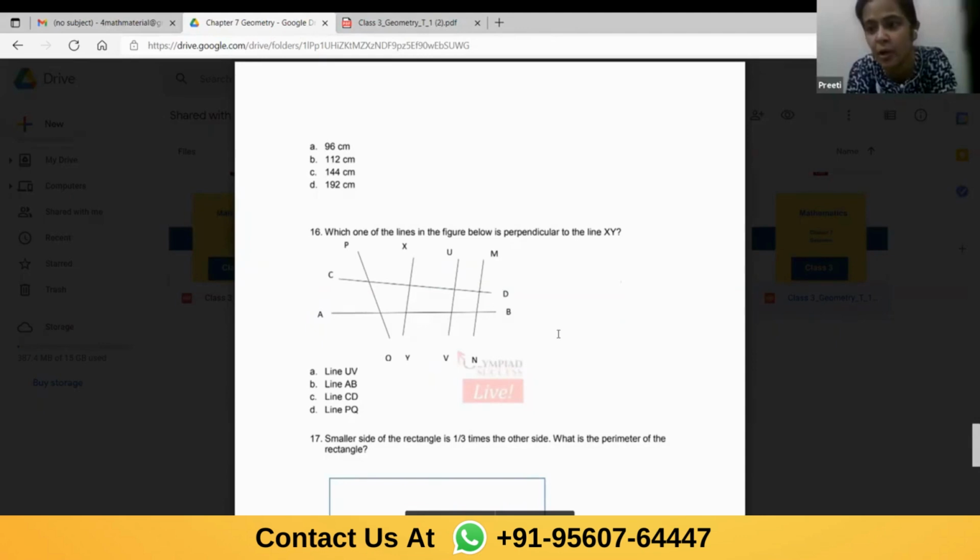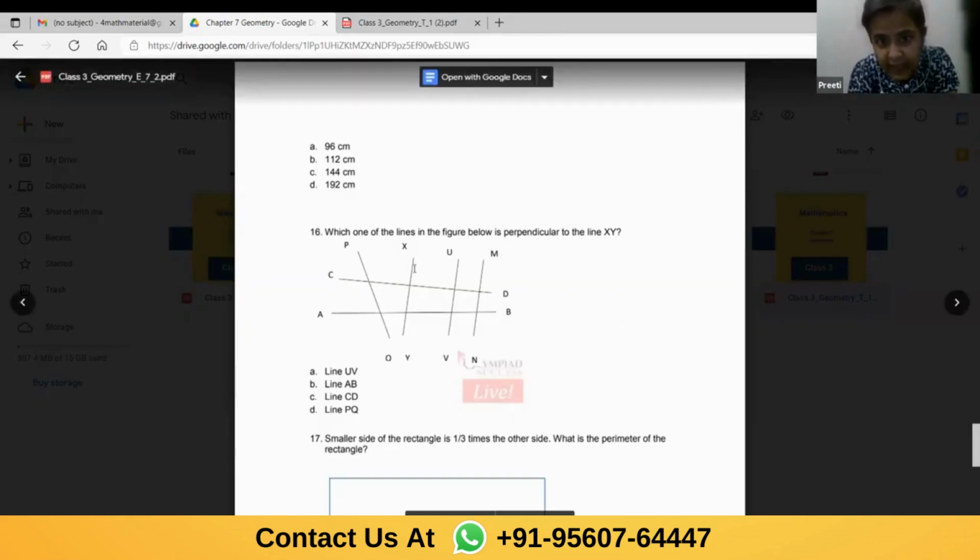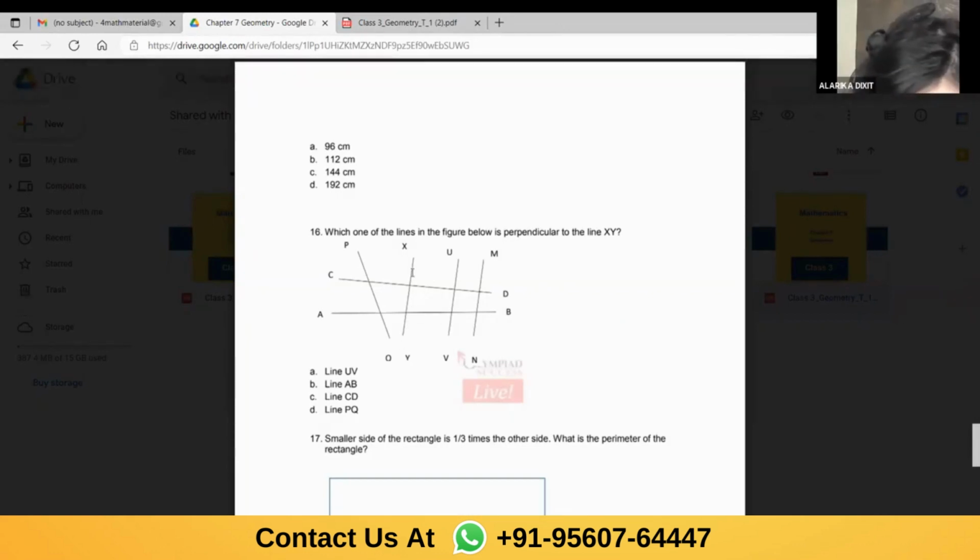See, Alarika, if you will not revise what we are doing in the class, I said in the last class, this topic is difficult. Perpendicular means when two lines intersect exactly at 90 degrees. Okay, so do you see any specific line, I mean, XY? Look at XY. Which of the lines is making exact L with XY?